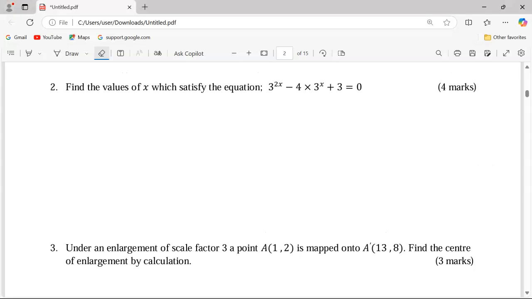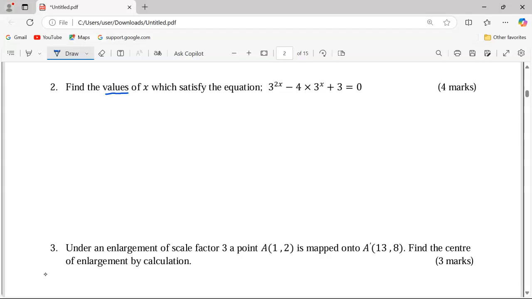We're going to look at indices. The question says, find the values of x. Underline the word values, which means it's not just a simple value of x, which satisfy the equation 3 power 2x minus 4 multiplied by 3^x plus 3 is equivalent to 0.